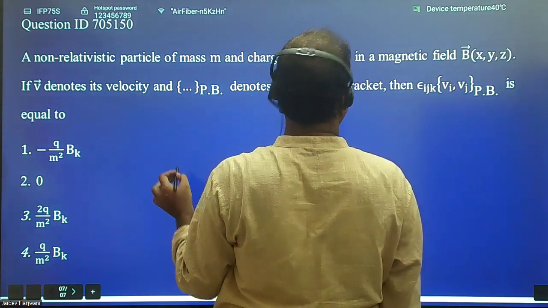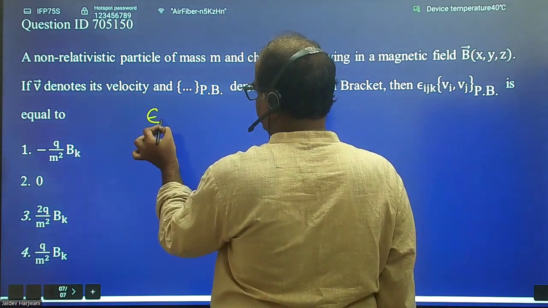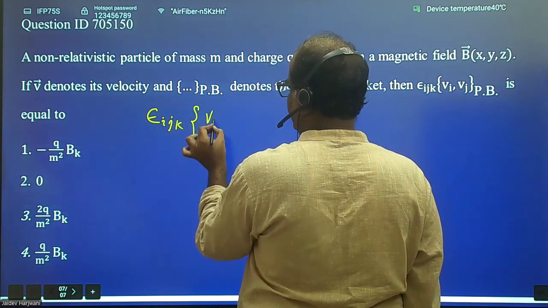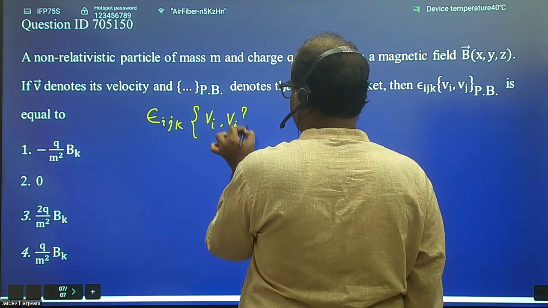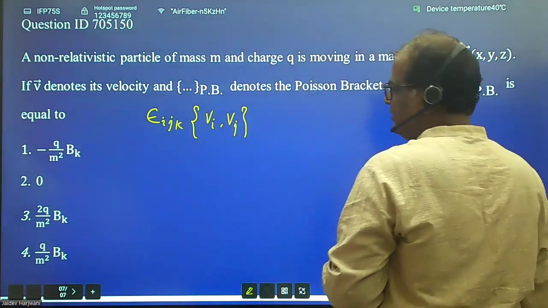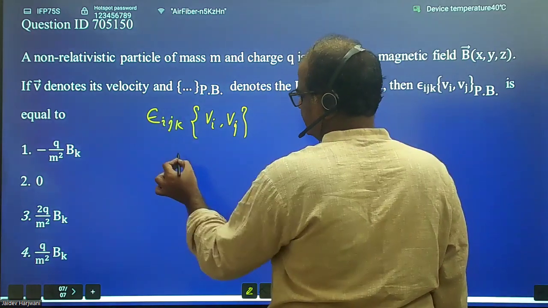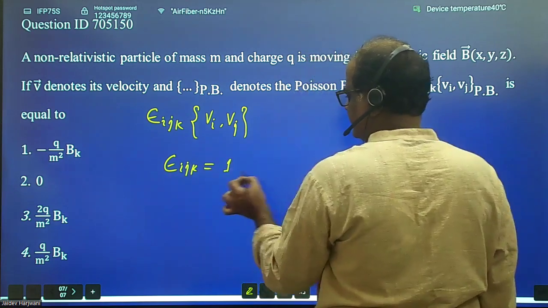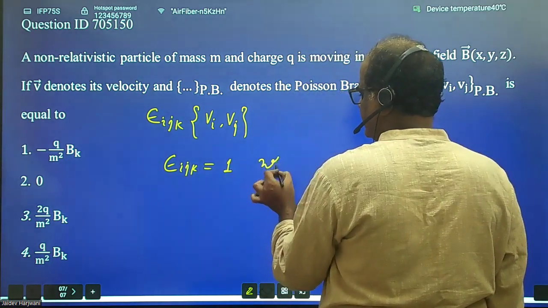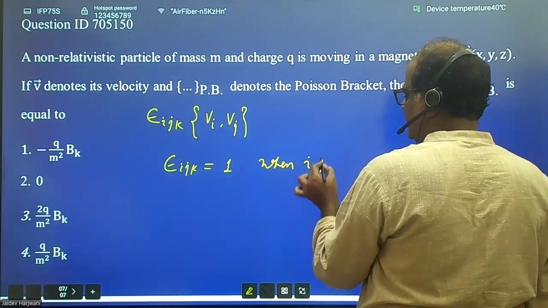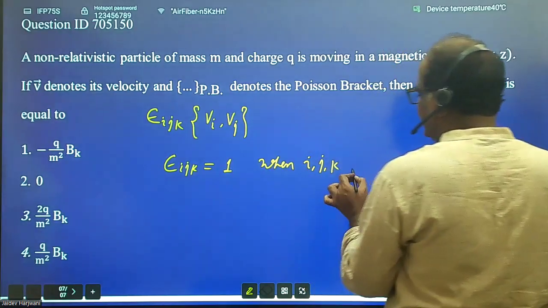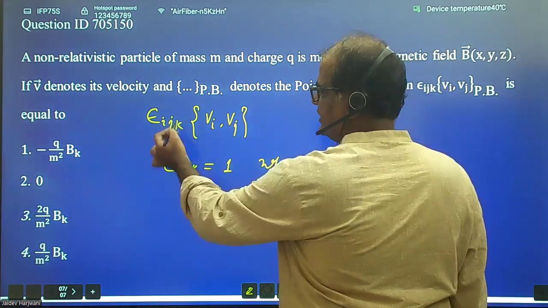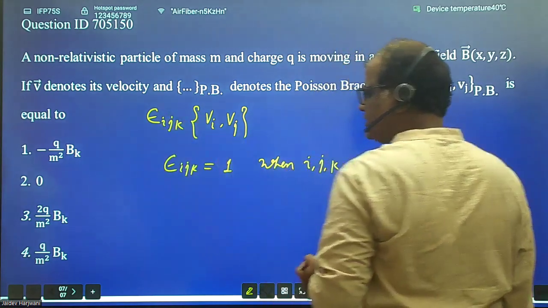So we need to calculate epsilon ijk and the Poisson bracket of vi, vj. This we need to calculate. And what is epsilon ijk? Its value is 1 when ijk are cyclic. When they are written in the cyclic order, its value becomes 1: ijk, jki, kij, that is 1.